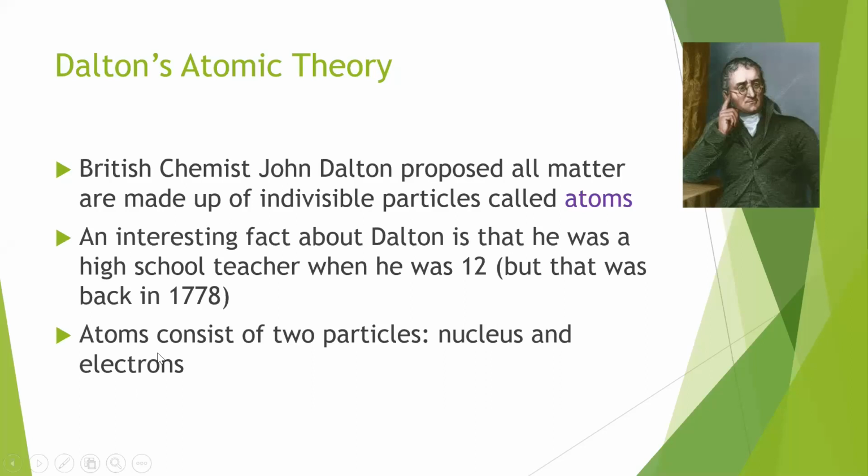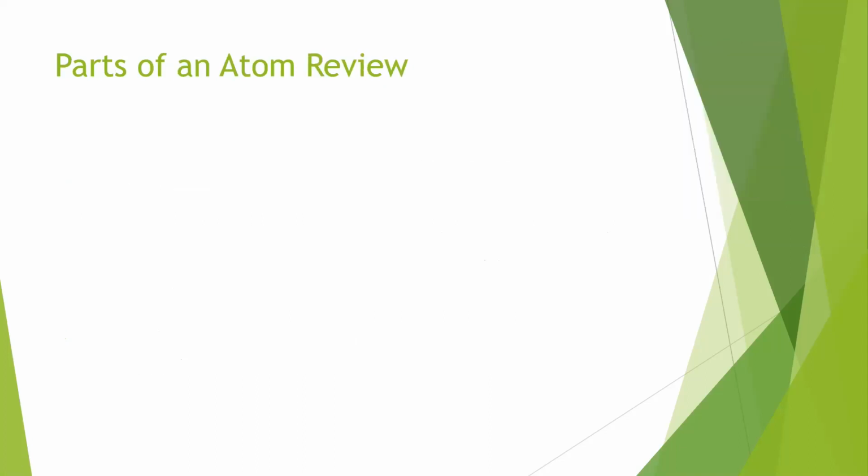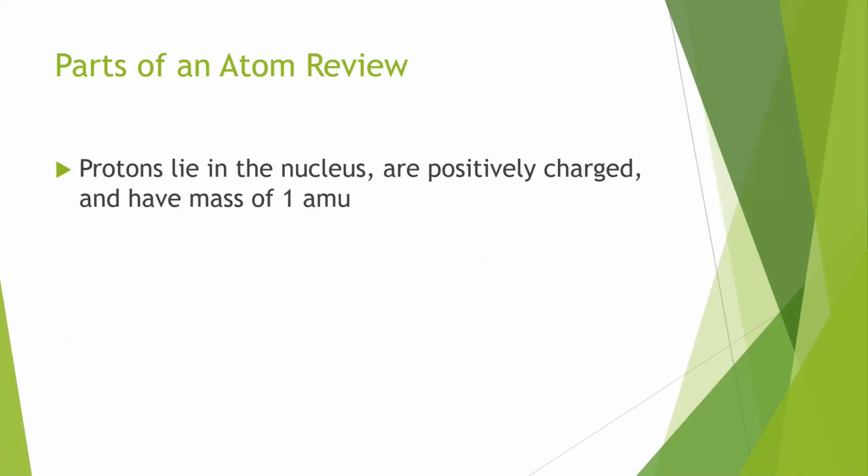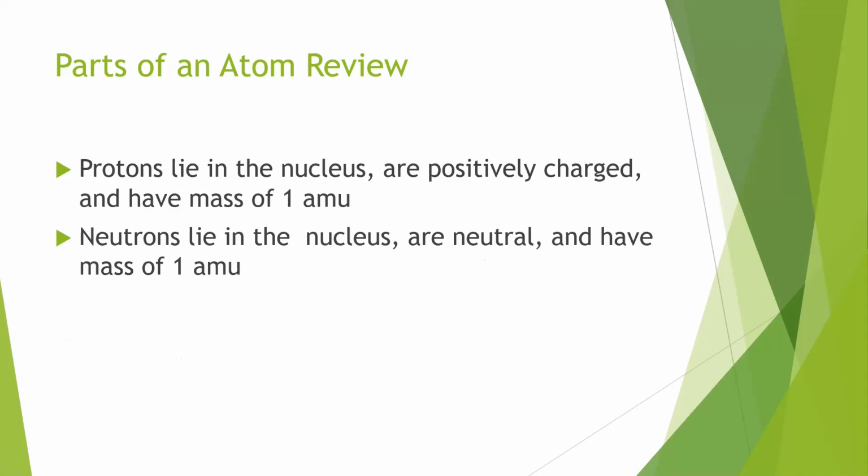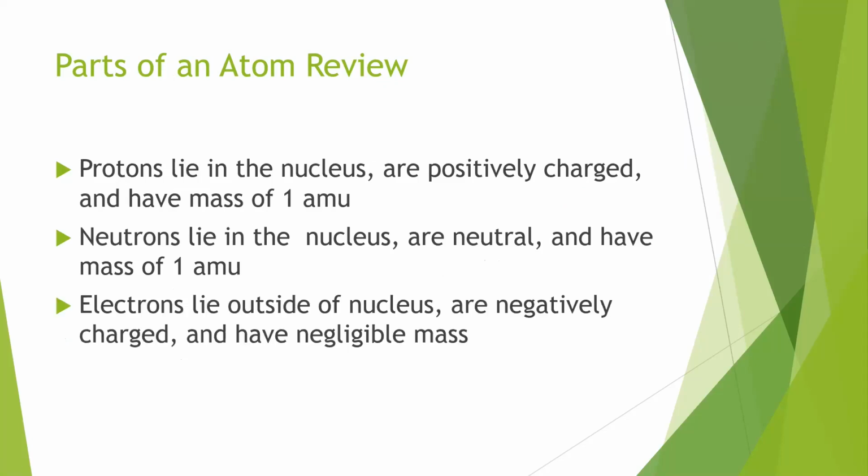And atoms consist of 2 regions, not particles, regions. There's the nucleus, which contains the protons and neutrons, and then there's electrons. In the next slide, we'll talk about the subatomic particles. So protons lie in the nucleus, or the center of an atom. Protons are positively charged and have a mass of 1 atomic unit. Neutrons also lie in the nucleus, and by their name, they're neutral, and they have a mass of 1 atomic unit as well. Electrons lie outside of the nucleus.